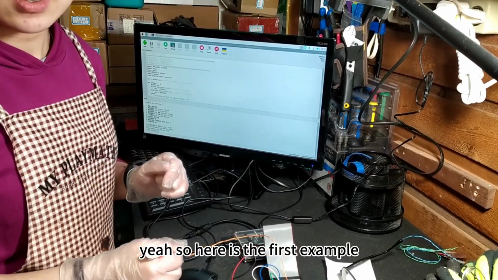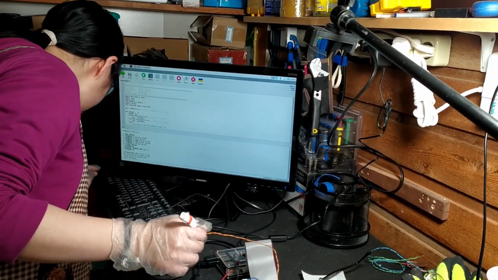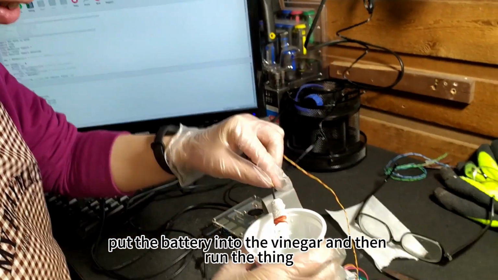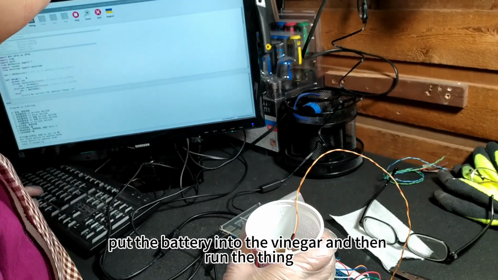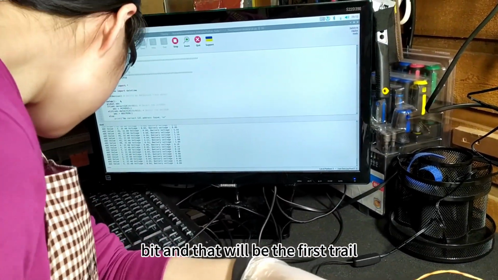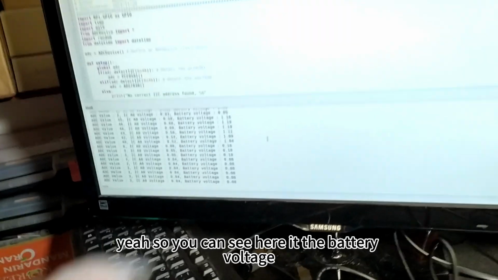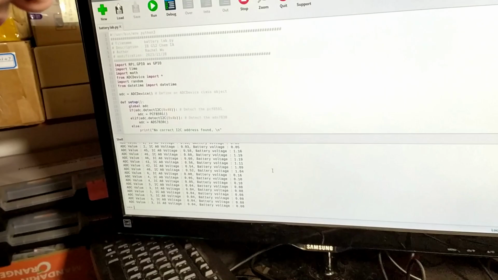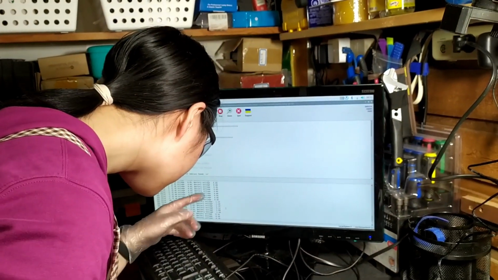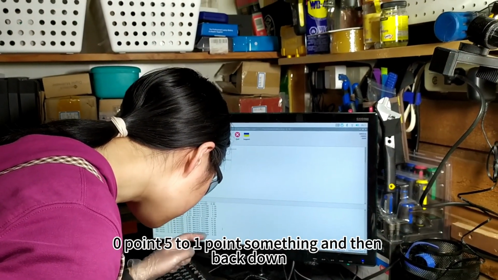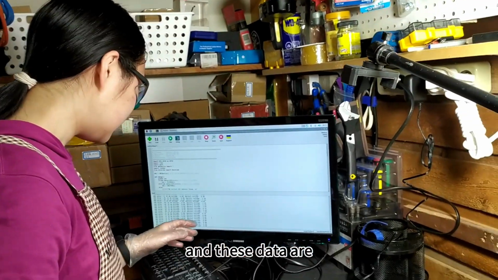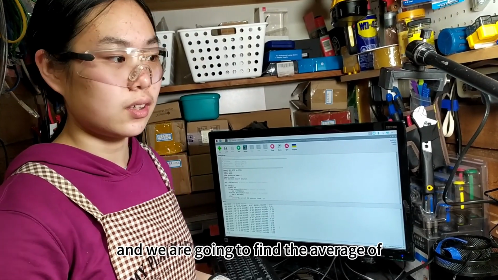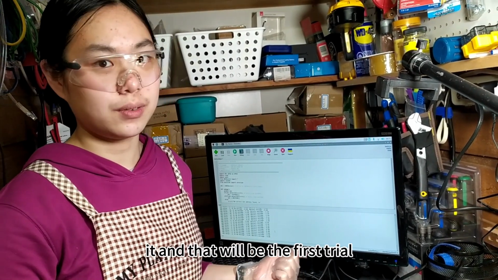So here is the first example. I'm going to run it and put the battery into the vinegar and then run the thing. Yeah, so you can see here the battery voltage has changed from 0 to 0.5 to 1 point something, and then back down. And these data are taken within 1 second, and we are going to find the average of it, and that will be the first trial.